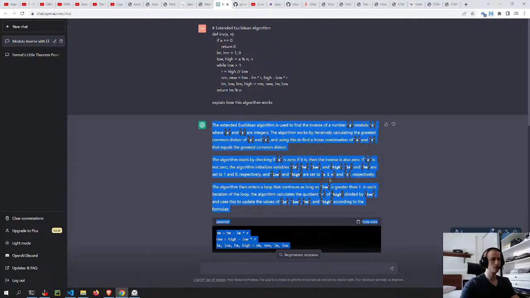The extended Euclidean algorithm is used to find the inverse of a number modulo n, where a and n are integers. The algorithm works by iteratively calculating the greatest common divisor of a and n, and using this to find a linear combination of a and n that equals the greatest common divisor. The algorithm starts by checking if a is 0. If it is, then the inverse is also 0. If a is not 0, the algorithm initializes variables lm, hm, low, and high. lm and hm are set to 1 and 0, respectively.